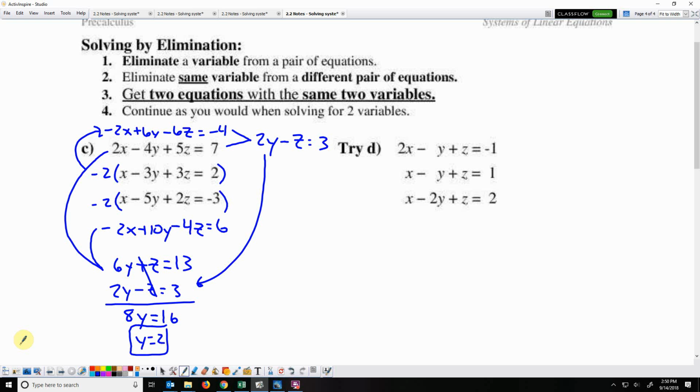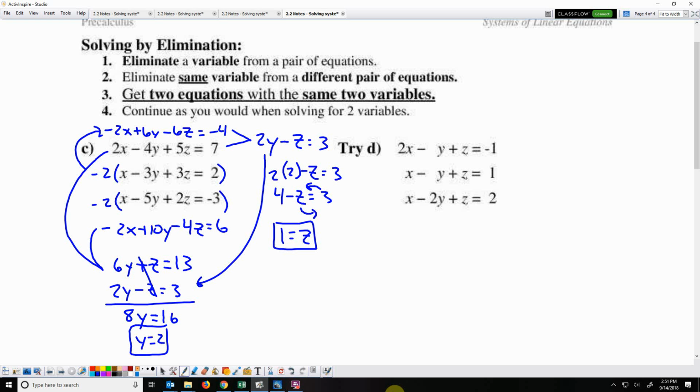I can plug that into any equation that just has a y and one other variable. So if I plug it in right here, 2 times 2 minus z equals 3. Try to clear that up a little bit. That's 4 minus z equals 3. So I'm going to move that z over there to become positive. I'll move the 3 that way, and I'll get 4 minus 3 is 1, and equals z. I've got z equals 1. So I've got 2 of my variables.